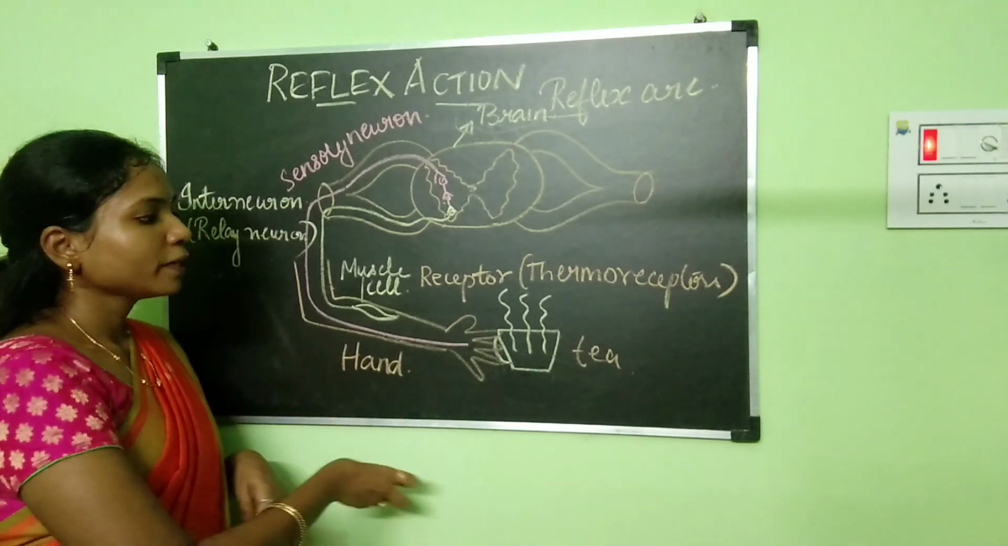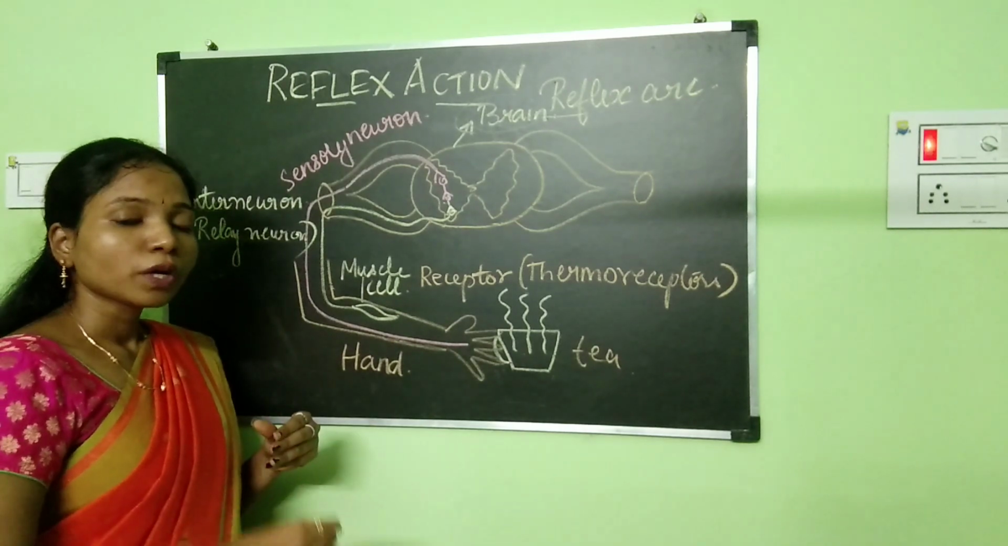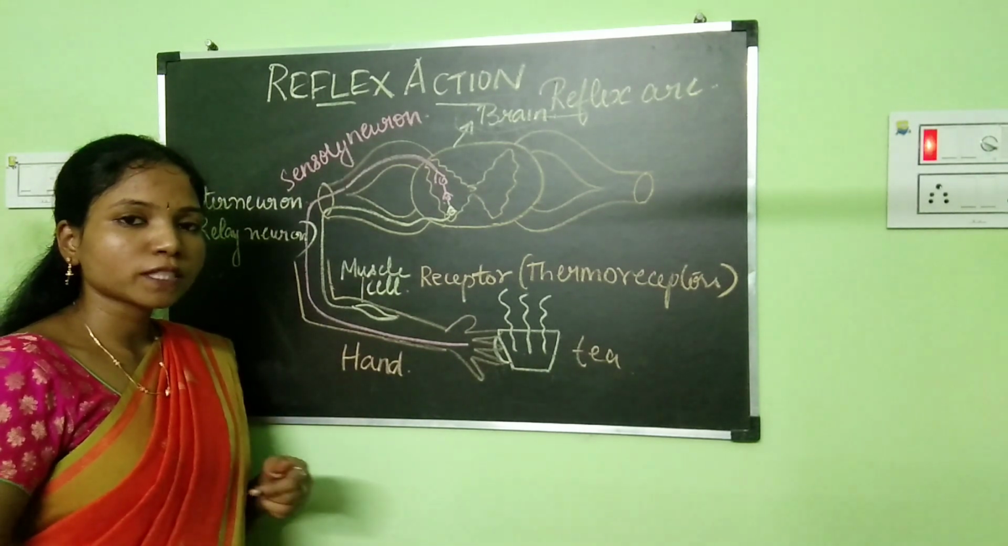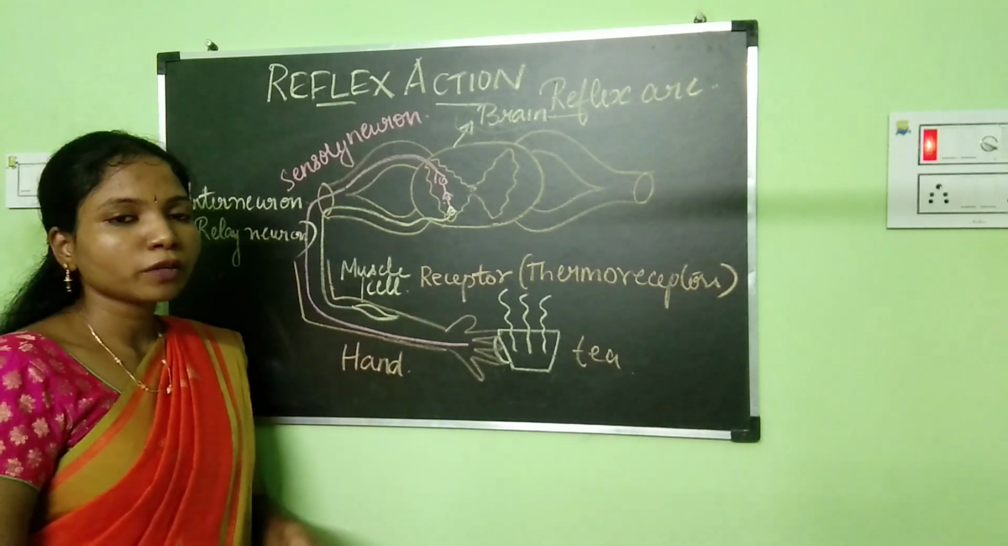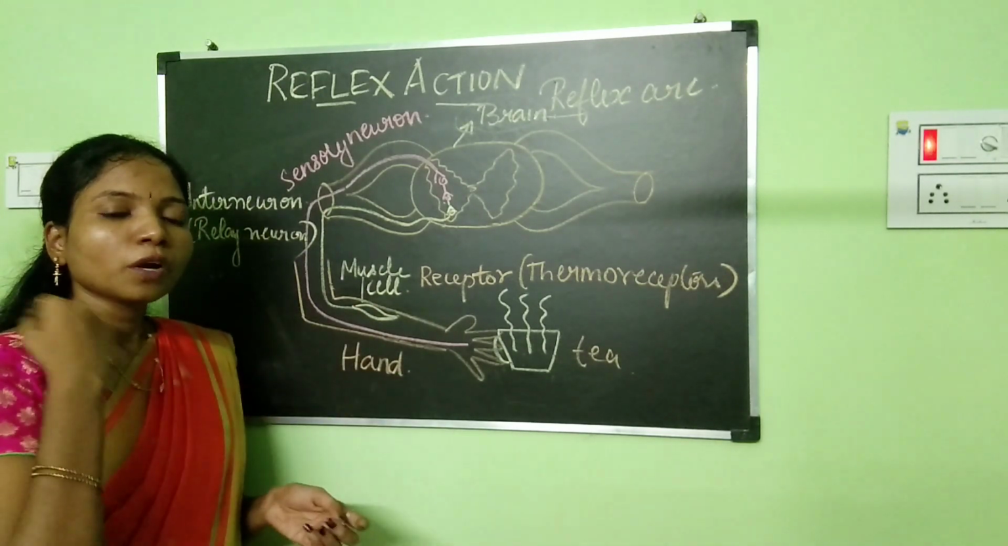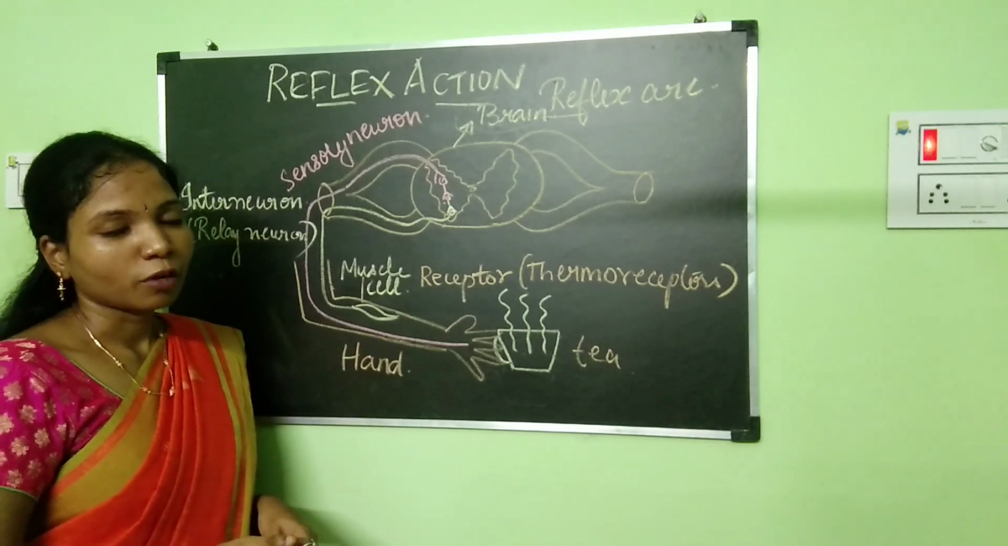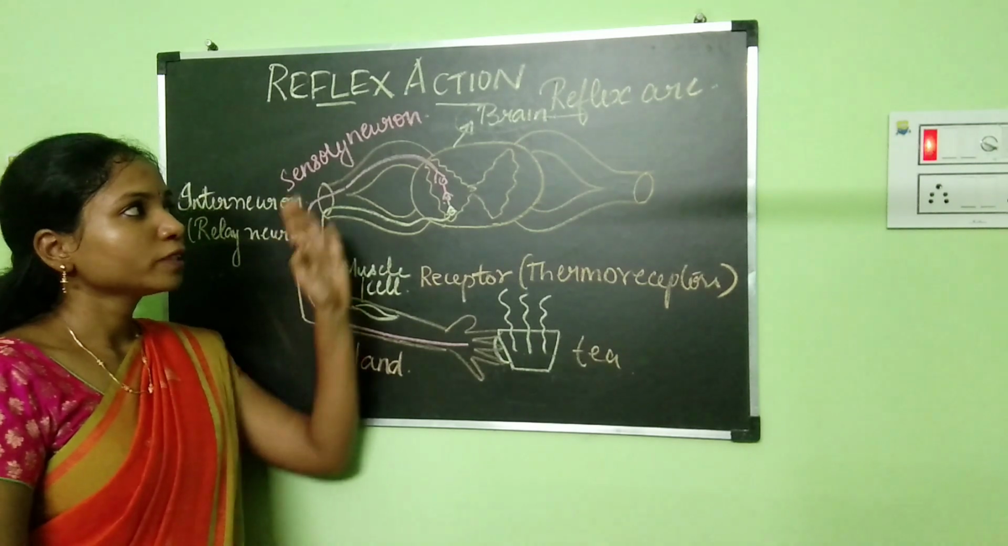Okay, so what is happening? This is like a shortcut where the spinal cord itself will take over and it will process the message and it will give the command to the motor neuron. The motor neuron will in turn tell the muscle cell to do that particular action. Okay, so this is about the reflex action.